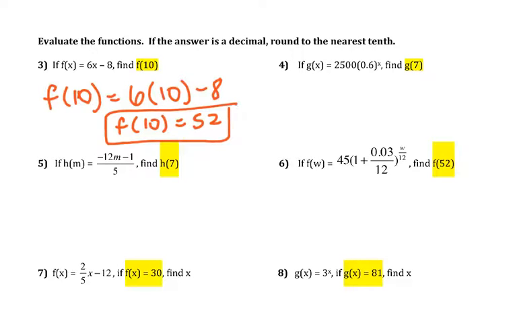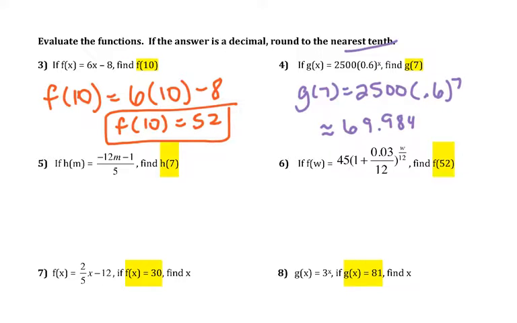Number 4, g of x equals 2500 times 0.6 to the x power, so g of 7 is equal to 2500 times 0.6 to the 7th power. Put that in the calculator, and you get about 69.984, and it says round to the nearest tenth. And so the nearest tenth would be the 8, make the 9 go to a 10, so we're going to say that that's about 70. So we would say g of 7 is equal to 70.